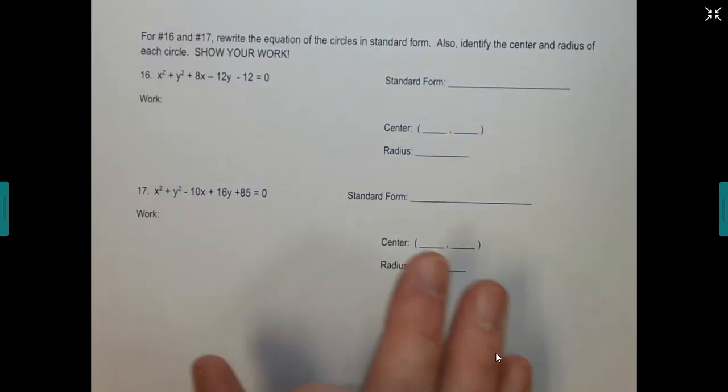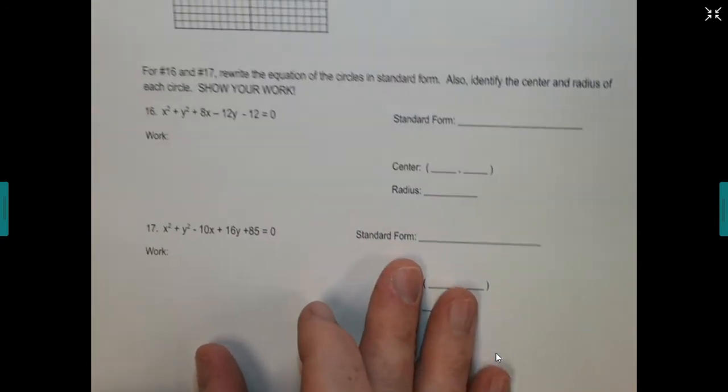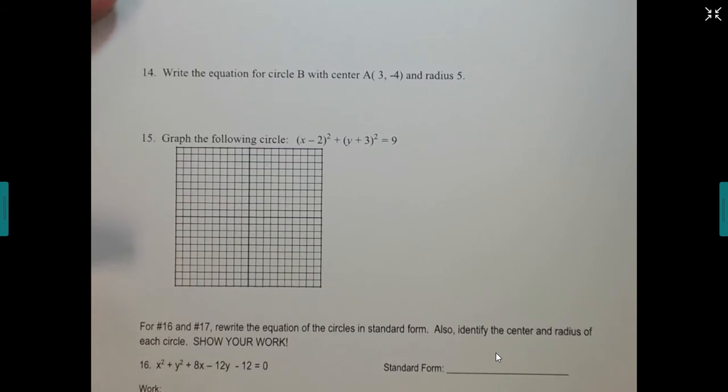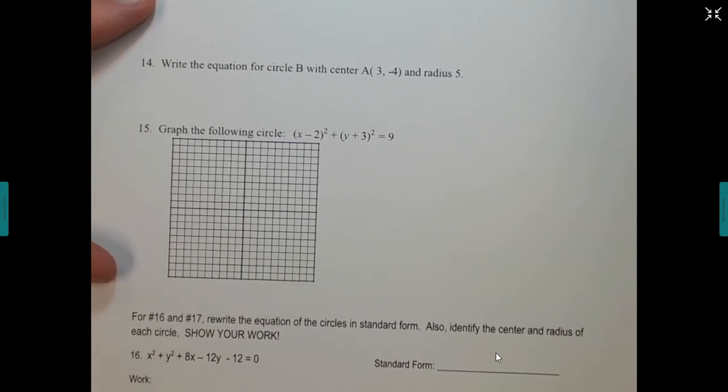This might be the last page? No, yep, last page. Hot dog, we're flying. Equations of circles. A lot of this is not so bad. Some of it's a little bit tough, okay?